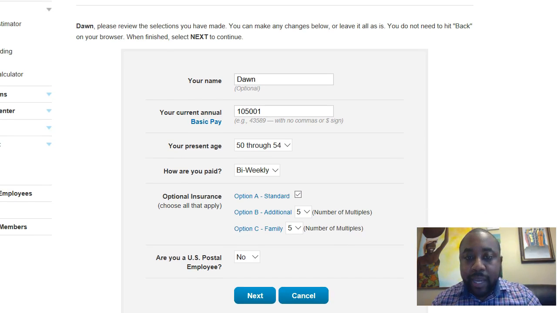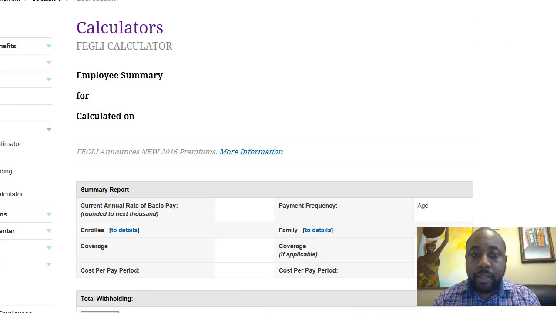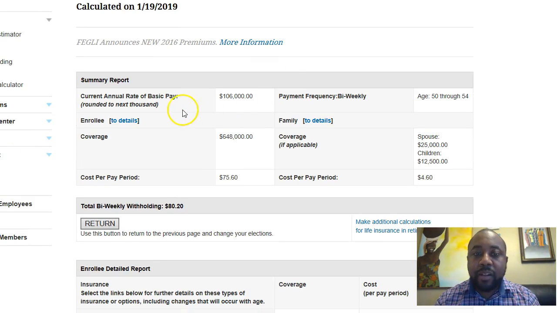Again, this section, after we calculate, is just going to confirm everything we got here. Everything is confirmed. Then we go to next, right? And so remember, the salary was $105,000 and $1. They rounded it up here to 106. So when they're calculating your FEGLI basic, they're always going to round your salary up to the next, not nearest, but the next 1,000. So it's always going to be up one, right? Now, if your salary is 105 even, it would have stayed at 105. But because we added that $1, it went up to 106. Okay? So again, she has a total of $648,000 in coverage, and she's paying $75.60 for that.